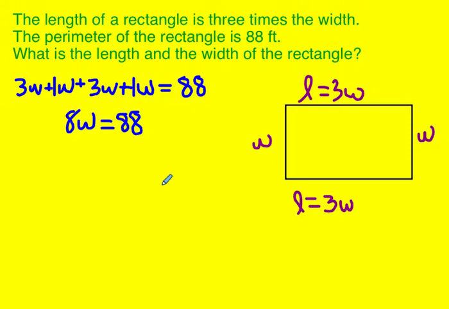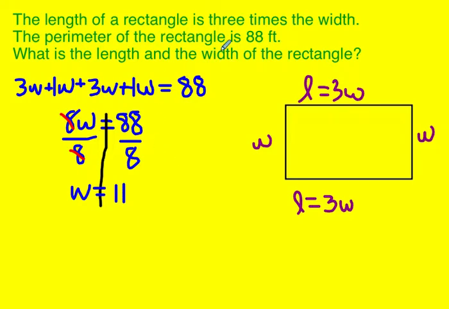So now I have an equation again that I can solve. This one is even a little easier than the last one. It only is going to require one step to get W by itself. And that one step is going to be to divide both sides by 8. So I'm going to divide by 8 here and divide by 8 here. So these are going to cancel each other out. 88 divided by 8 will give me 11. So I can say that the width of this rectangle is 11.